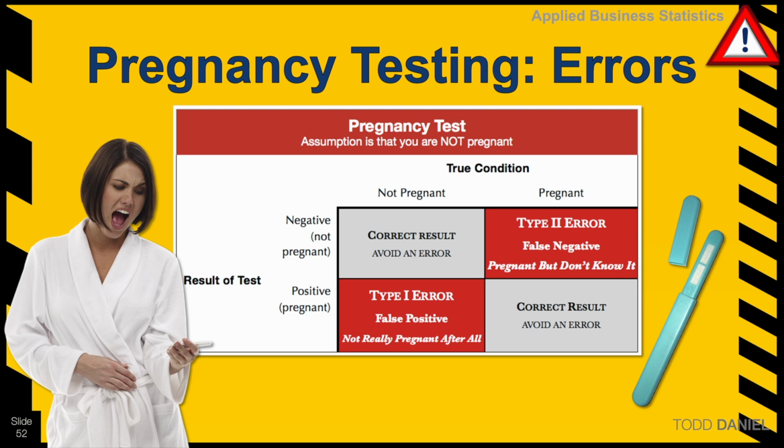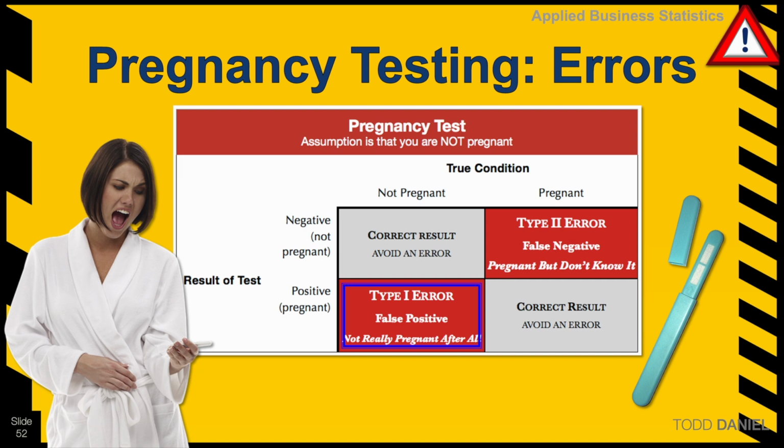Possibility number 1 is you're not pregnant, and the test says that you're not pregnant. That is a correct result. On the other hand, if you are pregnant and the test says that you are pregnant, that is also a correct result. There are 2 errors that could occur, however.